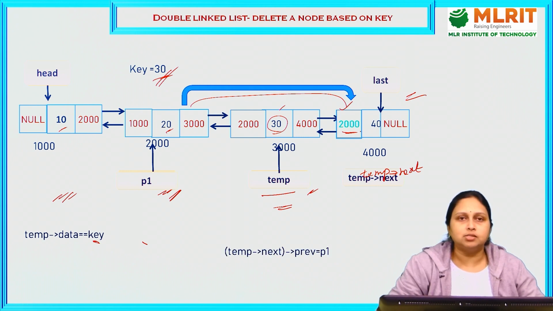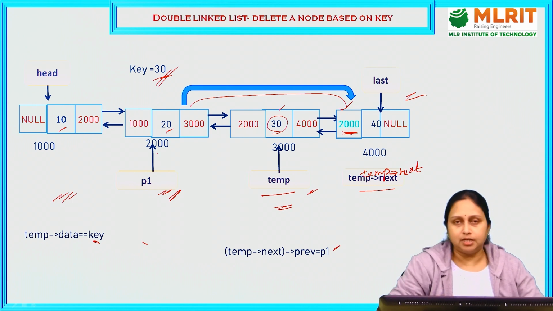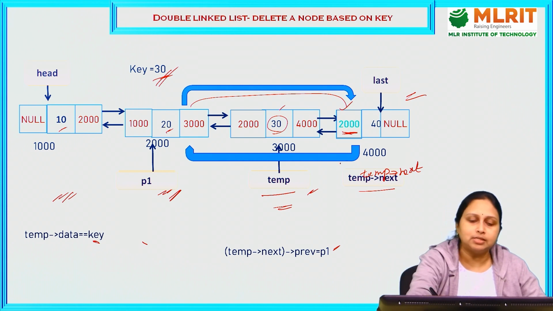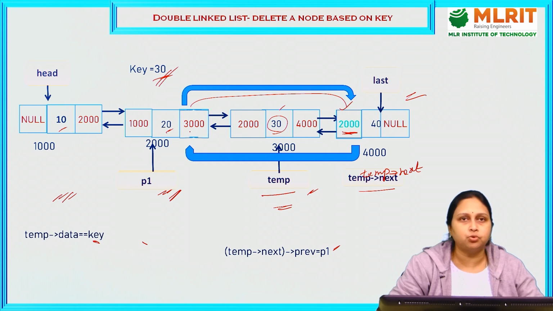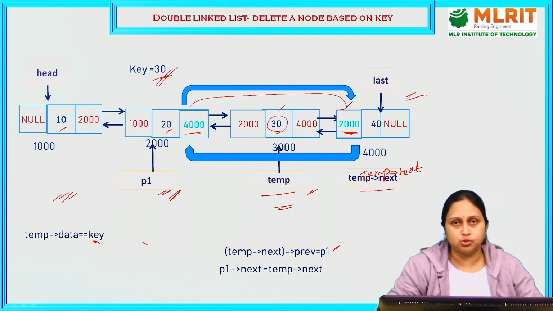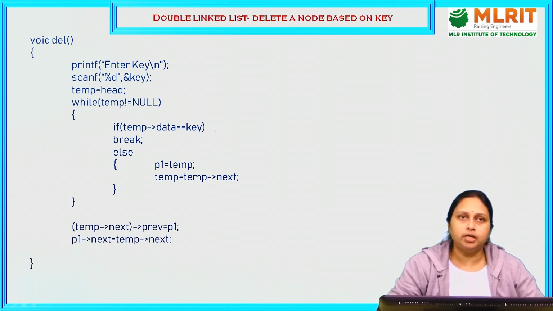For that, what is the step we need to write? This is nothing but temp arrow next arrow previous. This node name is temp arrow next arrow previous. We are going to store the value of P1, that is 2000. In the same way, we are going to store this address, that is 4000, in this location. Now make the connection: P1 arrow next, this location is called next, P1 arrow next equal to temp arrow next. This way we make the connections. Now we also need to free temp, removing the node which we want to delete, right.